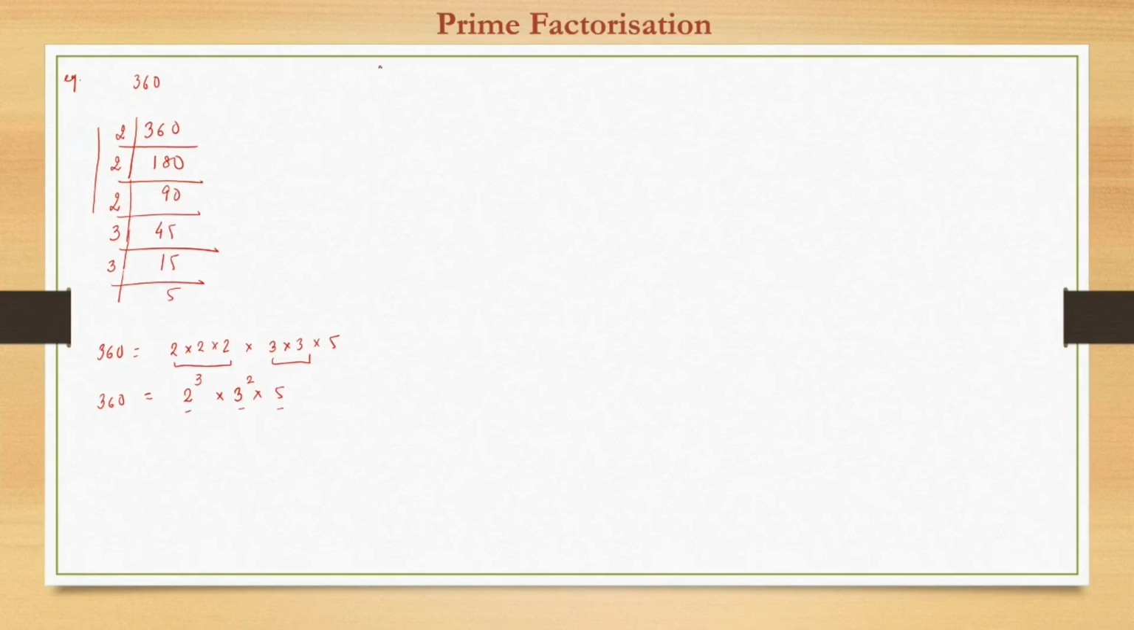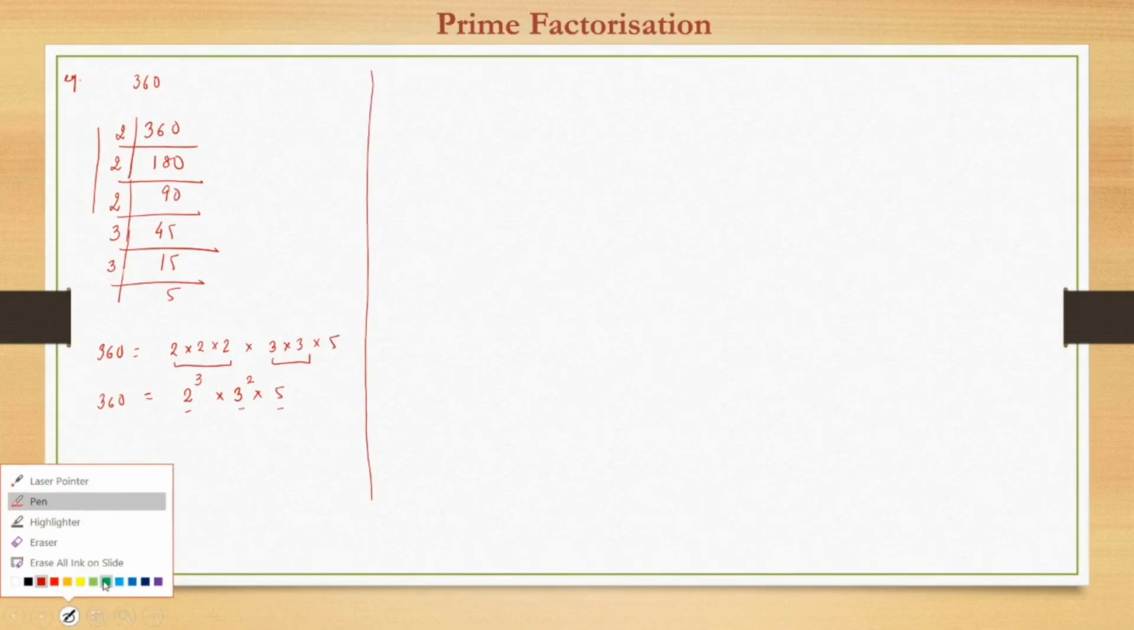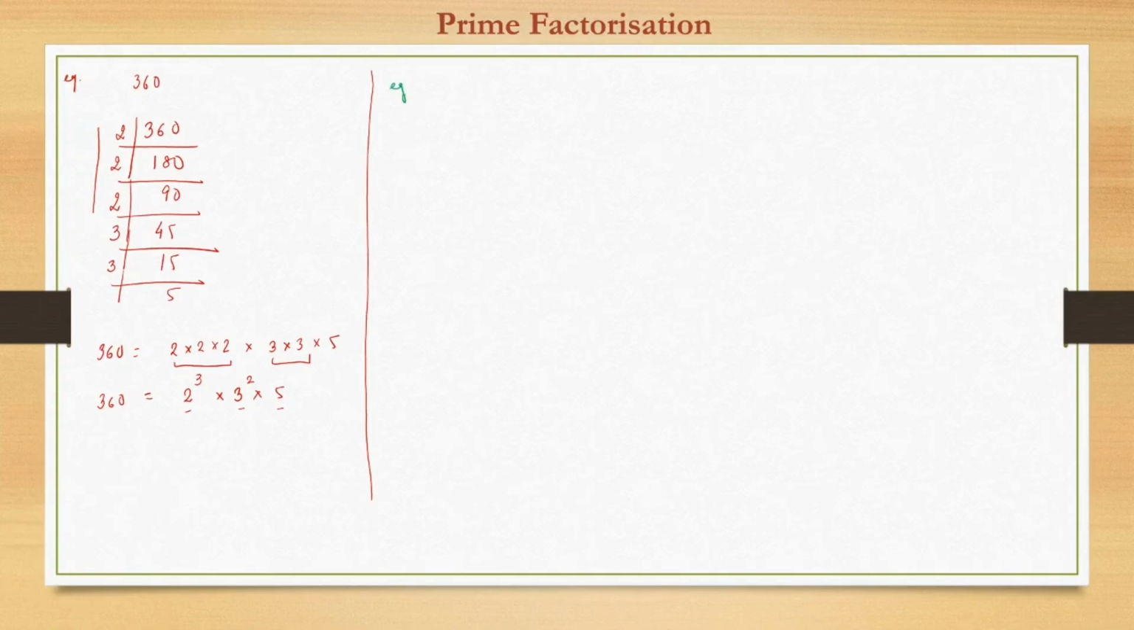Similarly, let's see another example, say 1036. How to find the prime factorization of 1036? We will first divide by 2. What will you get? 518. Again it's divisible by 2. We will get 259, right?